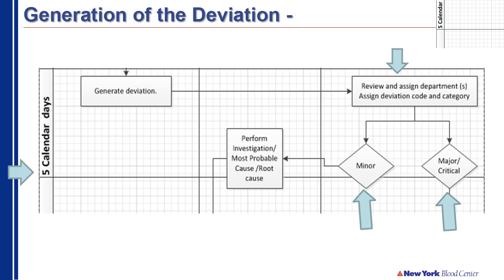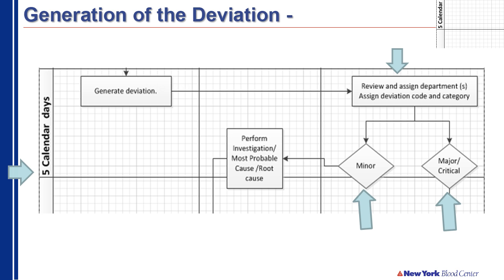Within 5 calendar days staff must generate a deviation. It is essential to write clearly, legibly, and provide as much information as possible. Information may include a picture of the blood unit, flow sheets, consent or permission form, QC results or testing data.